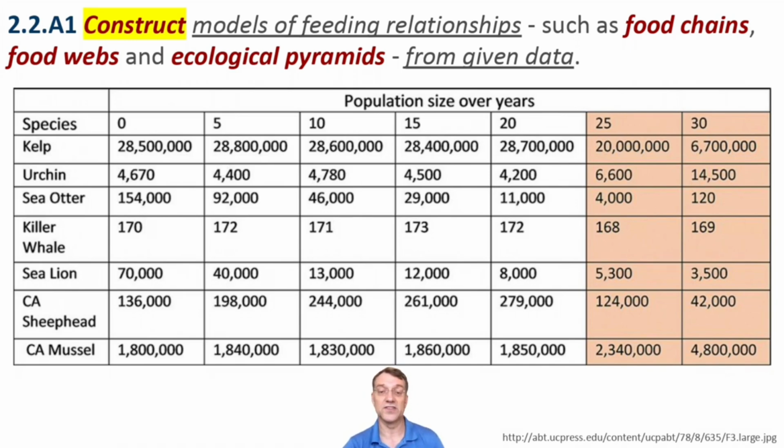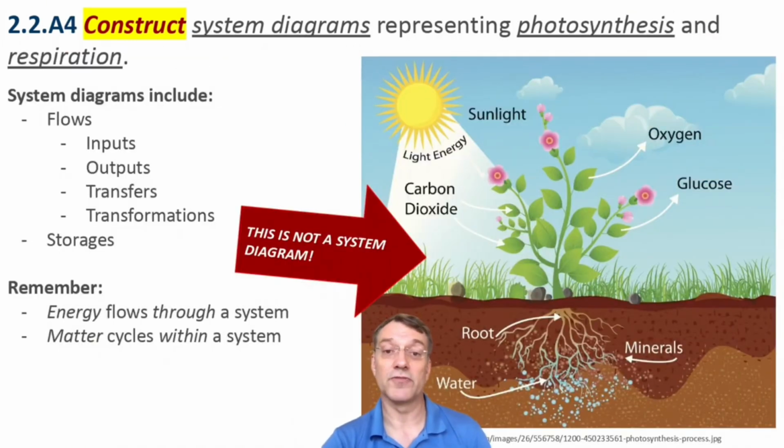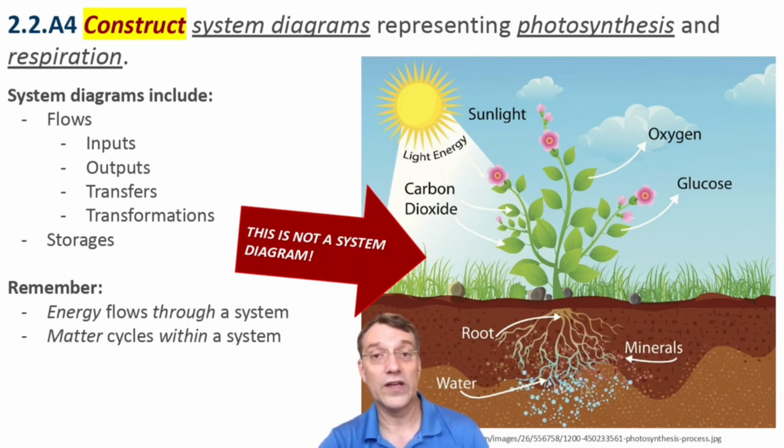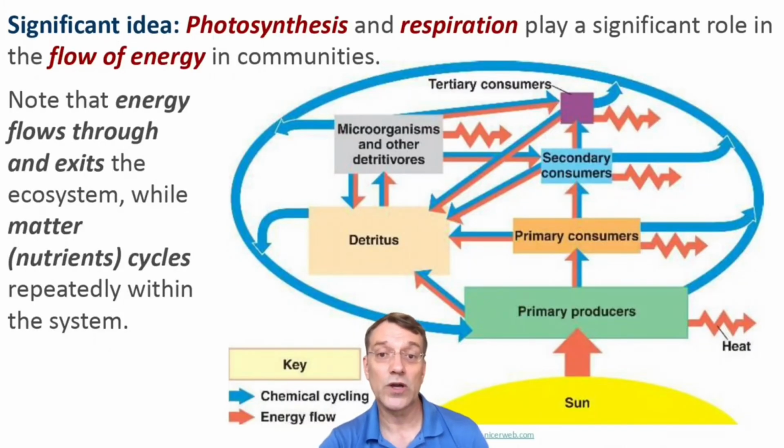otters, and other species. When constructing system diagrams for processes like photosynthesis and respiration, make sure you include components such as flows, inputs, outputs, transfers, transformations, and storages. And remember on the exam to always write those system diagrams as boxes and arrows. They're not looking for a sketch of the organisms. You also want to remember that energy flows through a system while matter cycles within it.